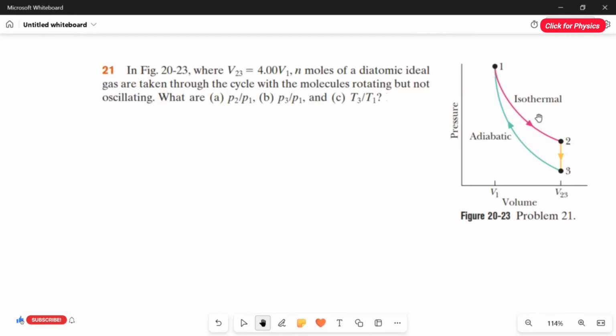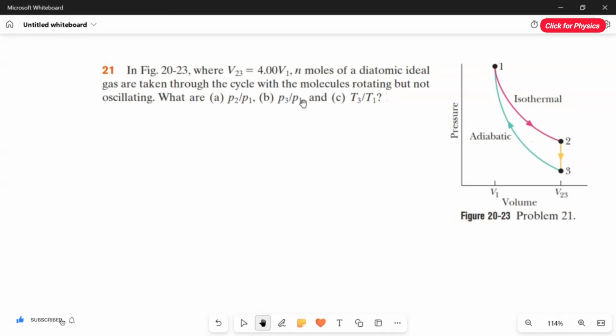They represent 3 curves which form a cycle. From point 1 to 2, the pink curve refers to isothermal. What is isothermal? Isothermal refers to constant temperature. Then from point 2 to 3, it refers to isochoric, that means constant volume, so in points 2 to 3 there is no work done. And then from point 3 to 1, it refers to the adiabatic curve, which is green in color.